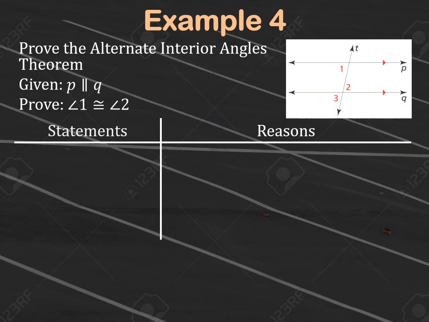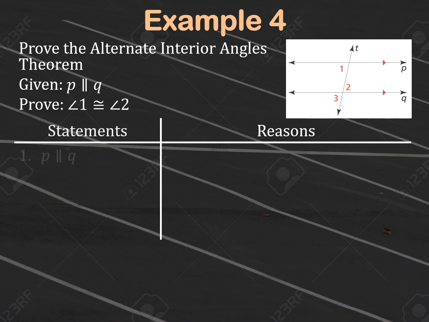All right, so now we're going to do a proof. We're going to try to prove the alternate interior angles theorem. So you have a diagram. You have given P is parallel to Q, and you can tell by the little red arrows that they're parallel. We're going to try to prove angle 1 is congruent to angle 2.